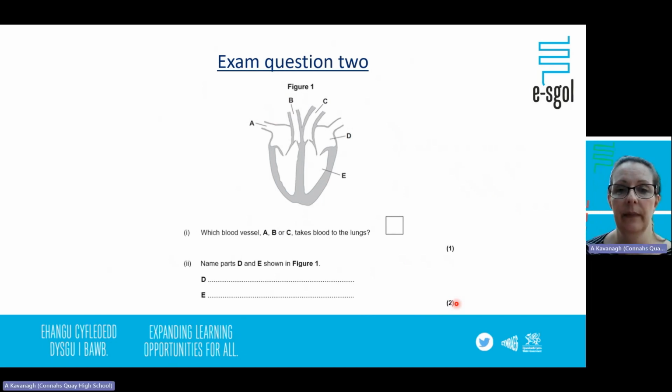Our second question here is a very simplistic looking diagram of the heart and the structure of the heart. And we've got 5 labels here that we need to be aware of in order to answer our question. So our first question is asking us which blood vessel, A, B, or C, takes blood to the lungs. So that's a case of us just writing the letter, and in this case it's B here. And then name parts D and E in the diagram, and that's the left atrium and the left ventricle.